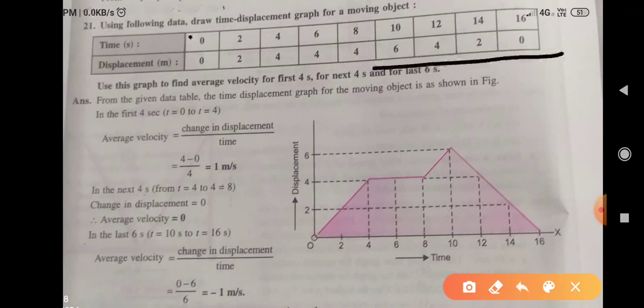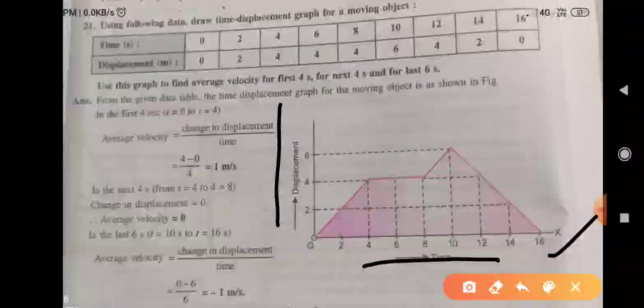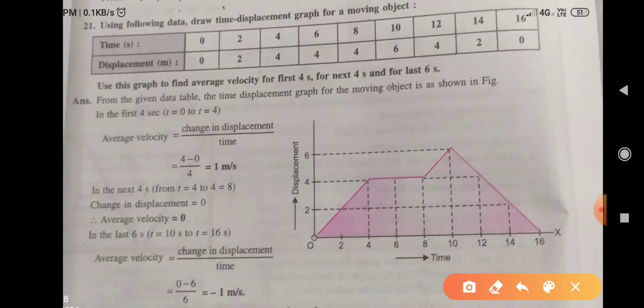On the basis of time and displacement, we are going to draw a graph of time displacement. Here this graph we will draw on our own. Only the question we will get: firstly draw the graph and then find the values at different positions. Now on the x-axis we consider time, on the y-axis we consider the displacement. After drawing this graph, firstly on the x-axis and y-axis mention time and displacement.